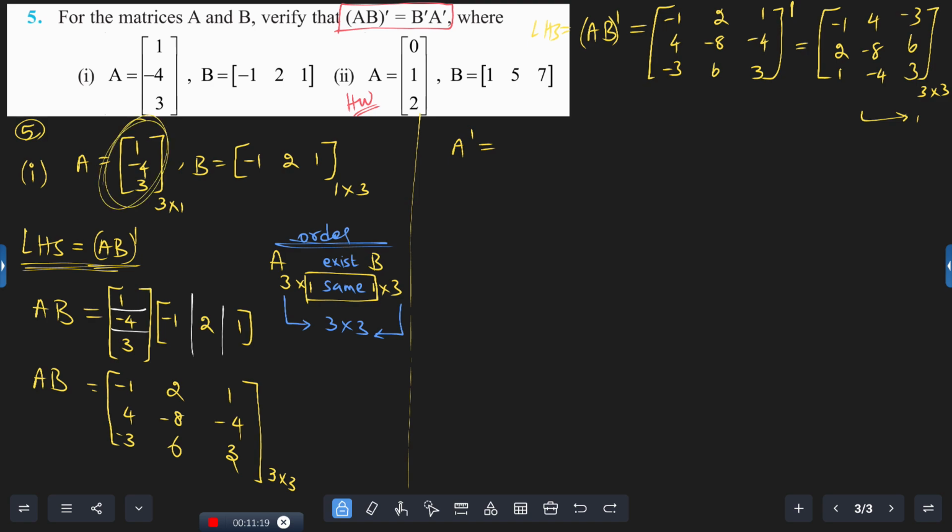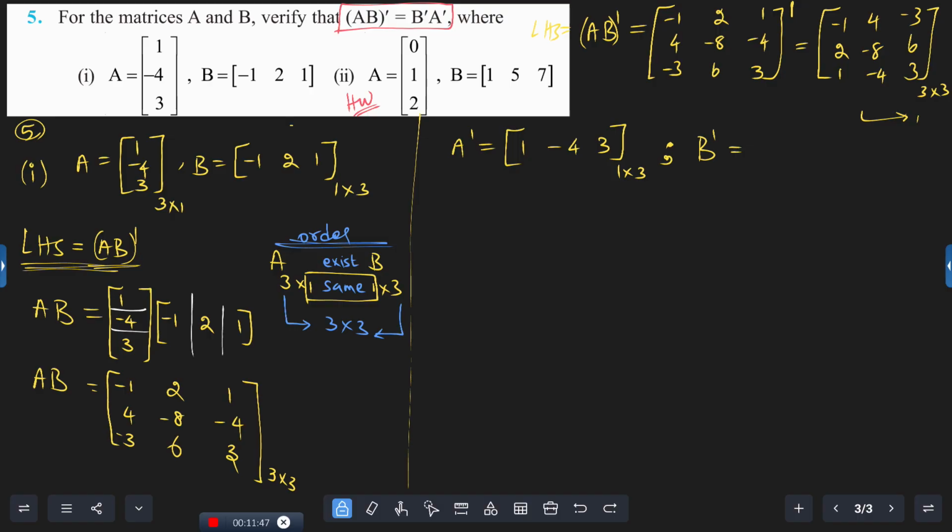A column matrix. How will you write a column matrix as a row matrix when you take the transpose? When you take a transpose, the column matrix will become a row matrix. Row means what? You have to write it horizontally. So the order 3 by 1 will become 1 by 3. Understand? Same manner, B dash.